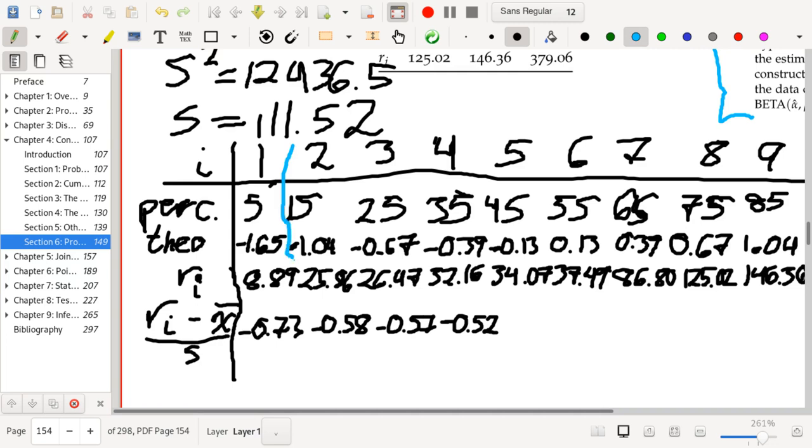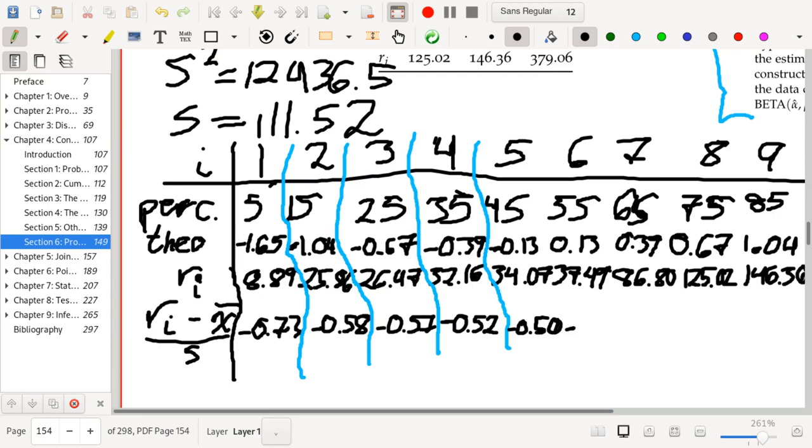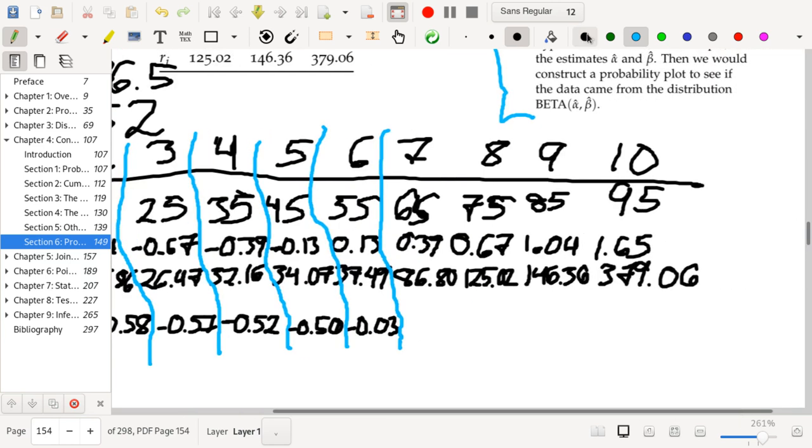Let's make some blue lines to try and cut stuff up. So we've got this as a column, this as a column. All right. Negative 0.52, negative 0.50, negative 0.03. Okay, let's mark those columns. Then keep going. Oh, wait. Sorry about that. I skipped ahead a little bit.